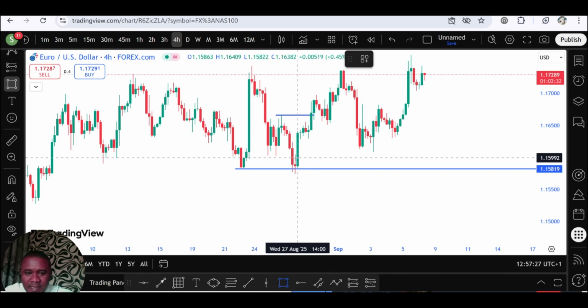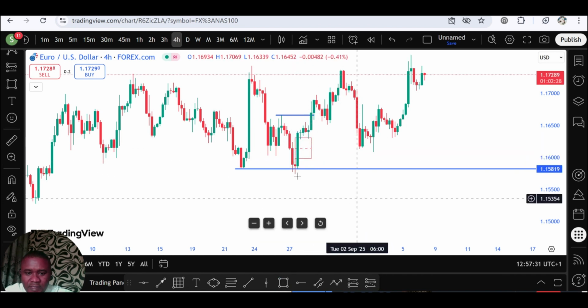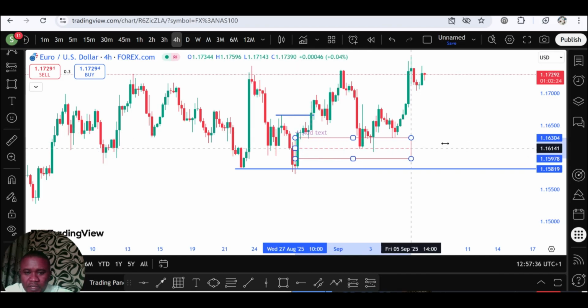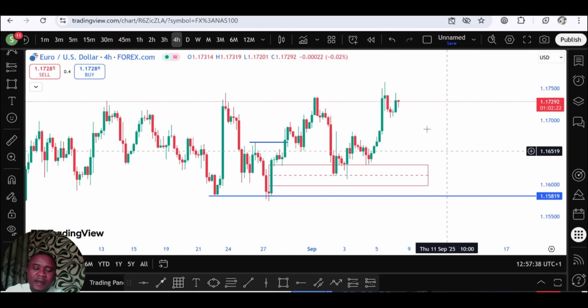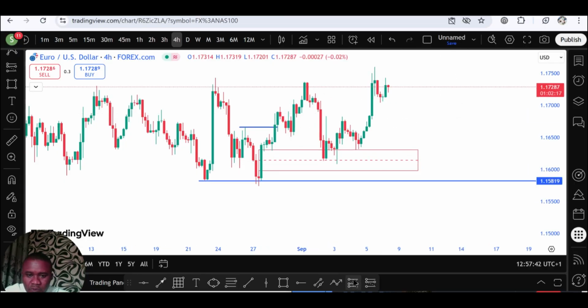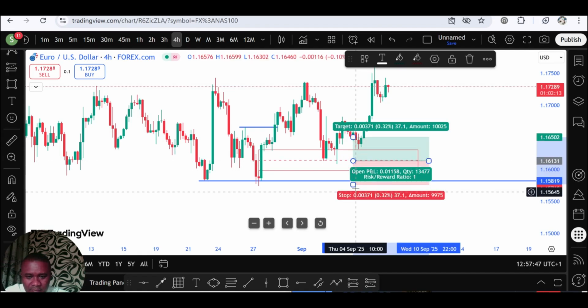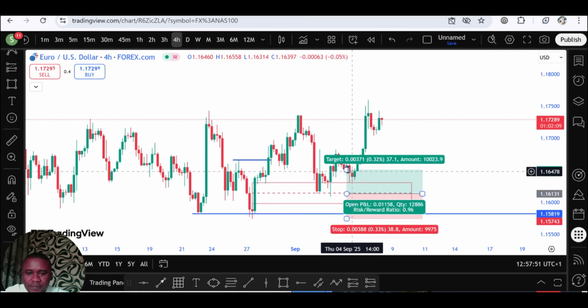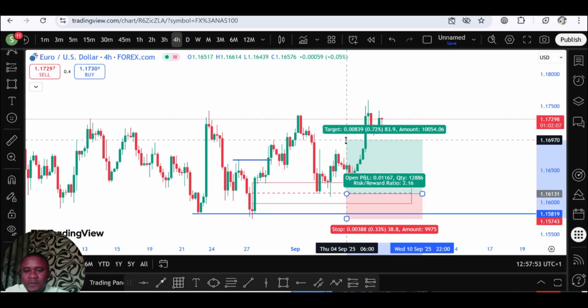the market created a fair value gap. Are you seeing it? Candle 1, candle 2, and candle 3. If you draw it across, you notice that the market came back to the consequent encroachment of this fair value gap. So you would have taken your trade here, then put your stop loss below here and target 1 to 2. Look at it, 1 to 2 here.